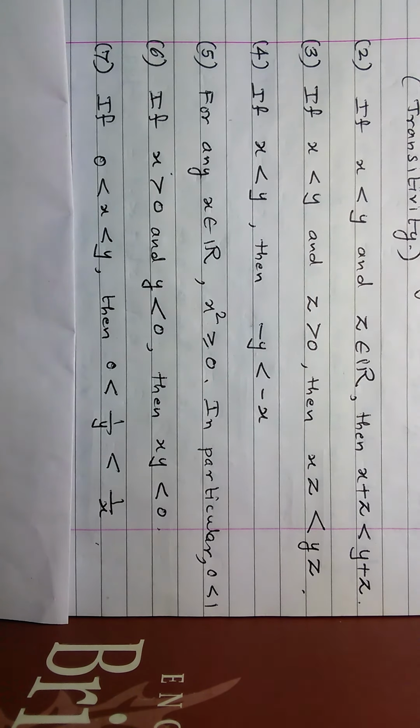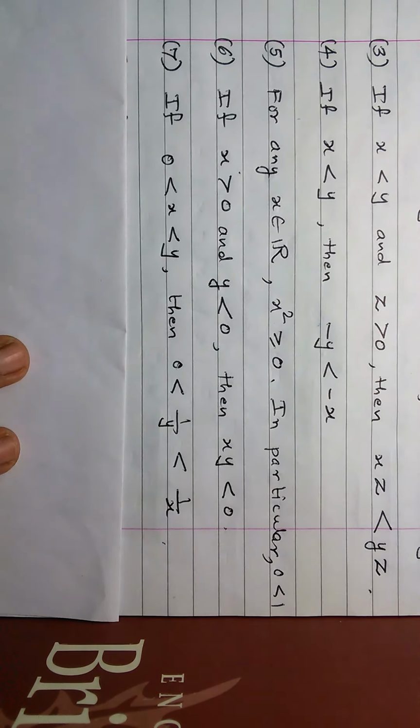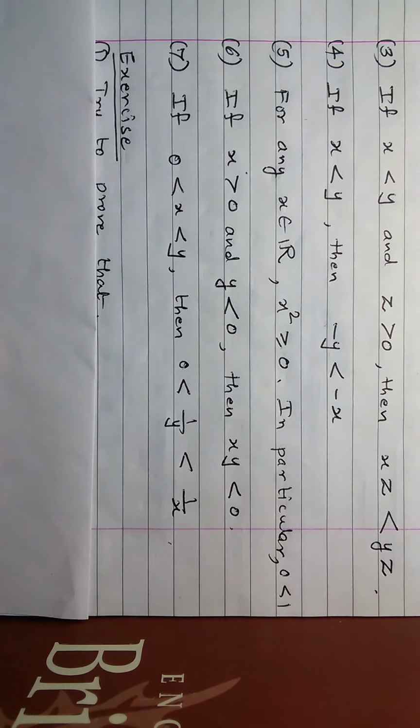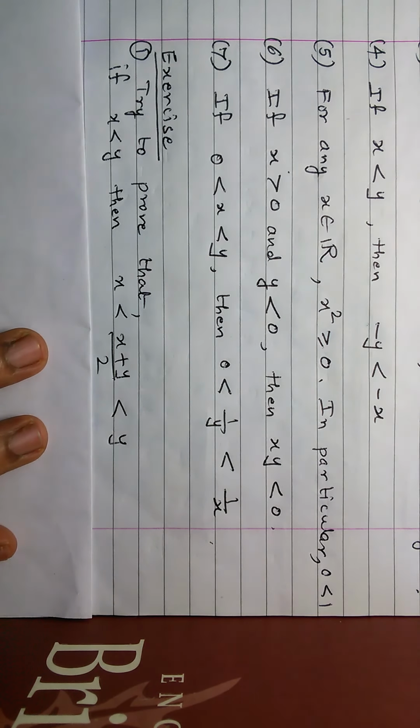If you have two positive real numbers x and y with x less than y, then their reciprocals are also positive but with the opposite relation. 1 upon y will be less than 1 upon x. Now using all the properties we have seen, you have to try to prove that if x is less than y, then you have x less than (x plus y) by 2 less than y.